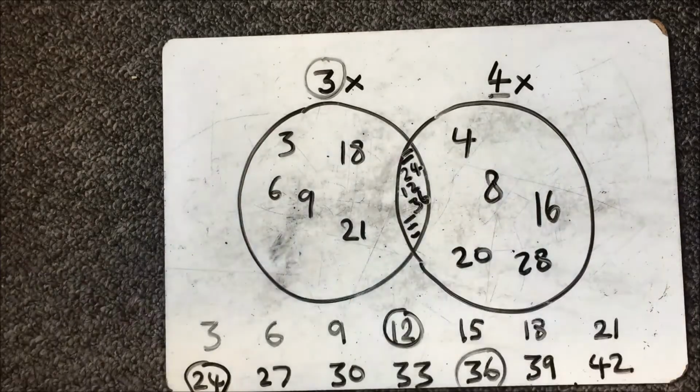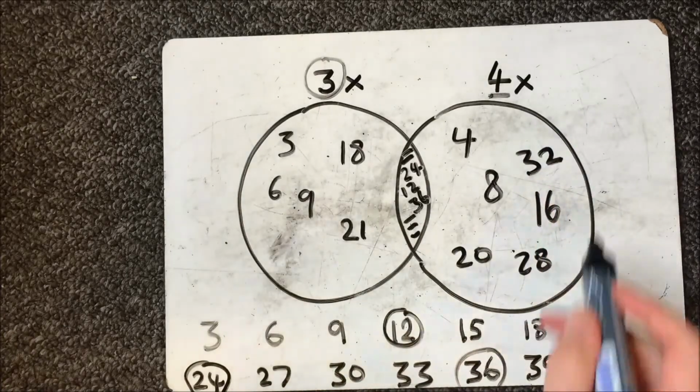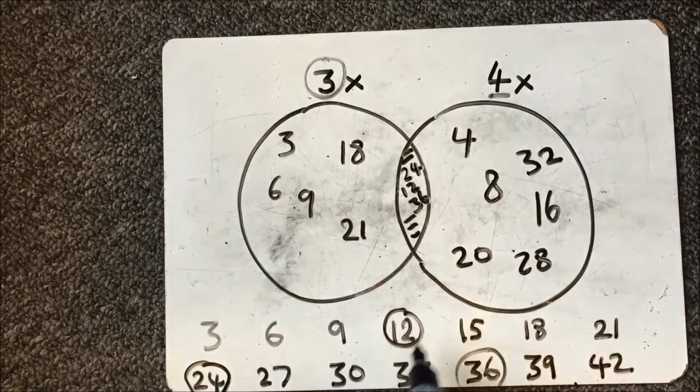After 28, 32. It's not in common, it's not in my 3s, so it can go in there. Do you see the idea? So these are just in my 4s, these are just in my 3s, these are in both. How did you get on with that?